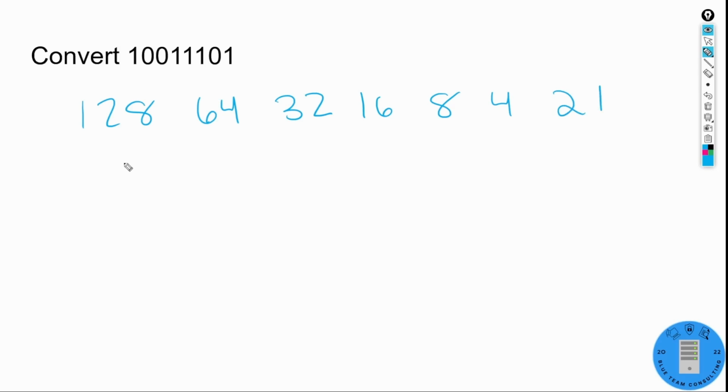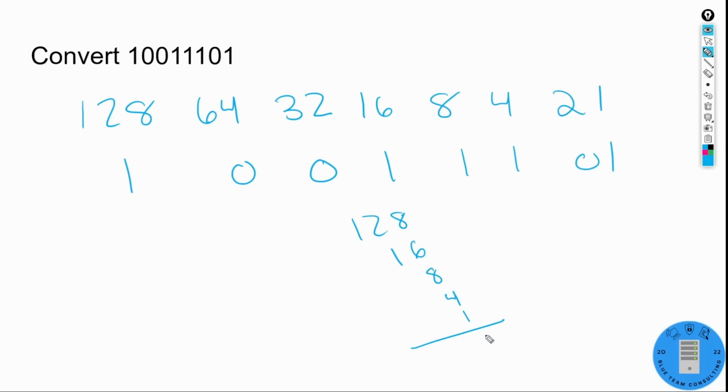All right, first step, 128, 64, 32, 16, 8, 4, 2, 1. We set our bits. We have 1, 0, 0, 1, 1, 1, 0, 1. We add up our values, 128, 16, 8, 4, 1. 6 and 4 is 10, plus 16 is 26, plus 1 is 27, 5. We have 157, should be your answer.